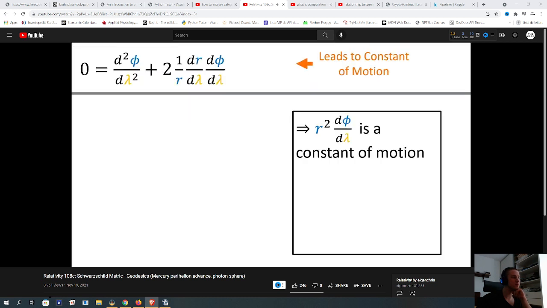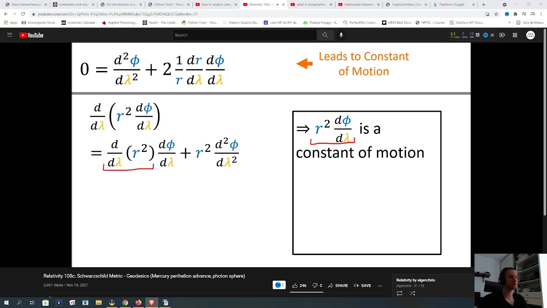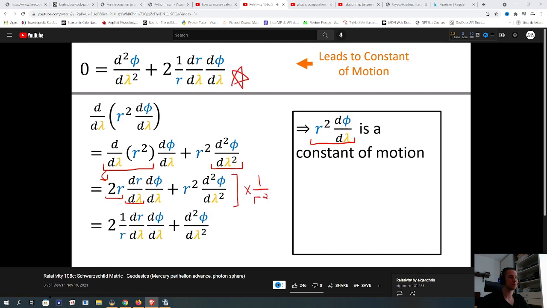This is associated with another constant of motion, which is r squared times the derivative of phi. If we take the derivative of this, apply product rule to both r squared and the derivative of phi, then here we use power rule to get 2r times a chain rule term. This result is equivalent to our original phi geodesic equation. We just take this to equal 0 and divide by r squared.